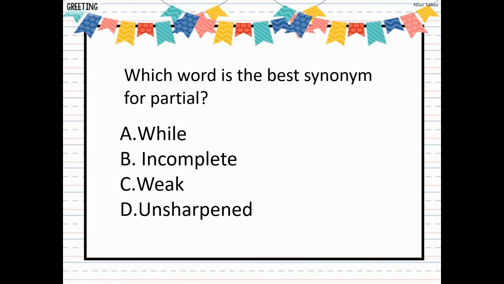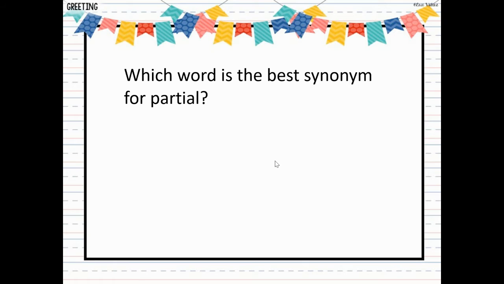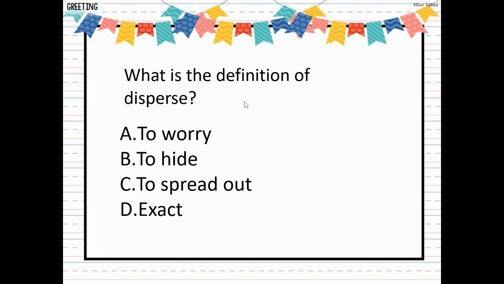And I don't know why this is up here, but I can't get it to go away, so we're going to ignore it. Which word is the best synonym for partial? So I want you to think what partial means. Remember, synonym is the same. So is it whole, incomplete, weak, or unsharpened? Which is the synonym for partial? You should have chosen incomplete. Remember, partial is not the whole thing. It's like the fractions which we're working on.